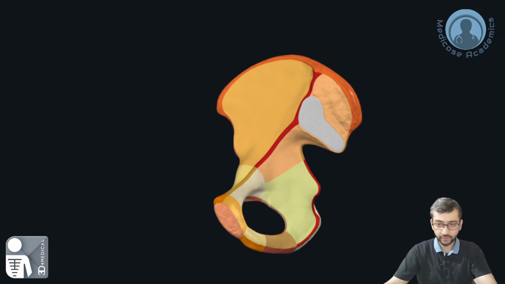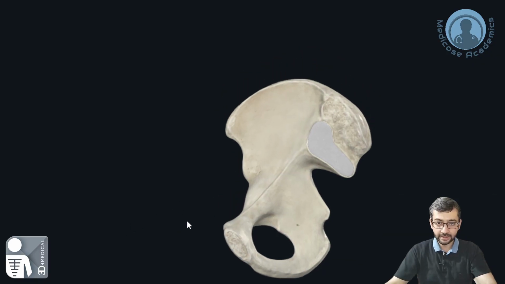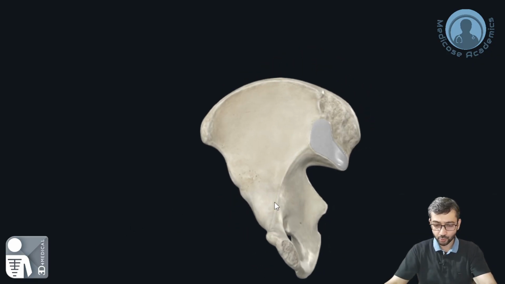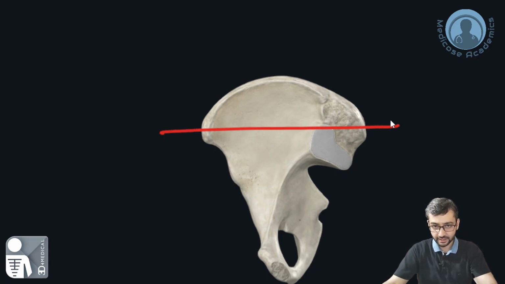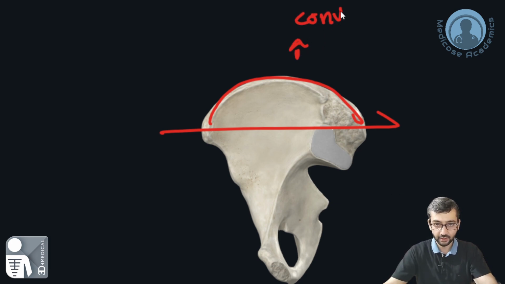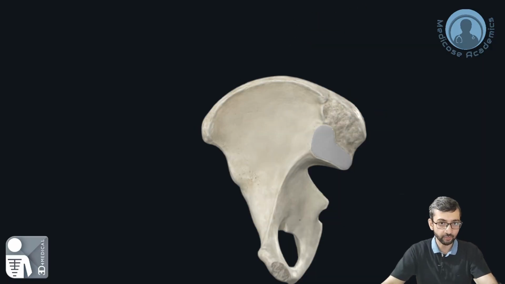So the iliac crest, we have talked about it. Let's talk more about the iliac crest and its structures. The iliac crest is the upper part. It has two curvatures. We can see it in two different directions. When we see it from the side, in the above direction, it is convex above and concave below. So it is convex above and concave below.